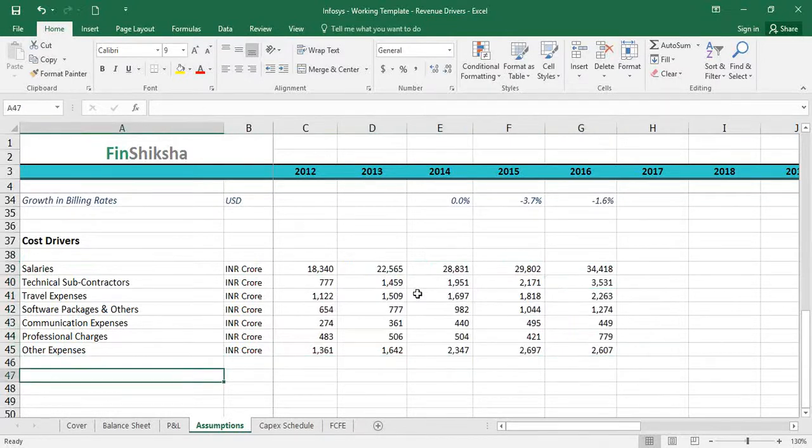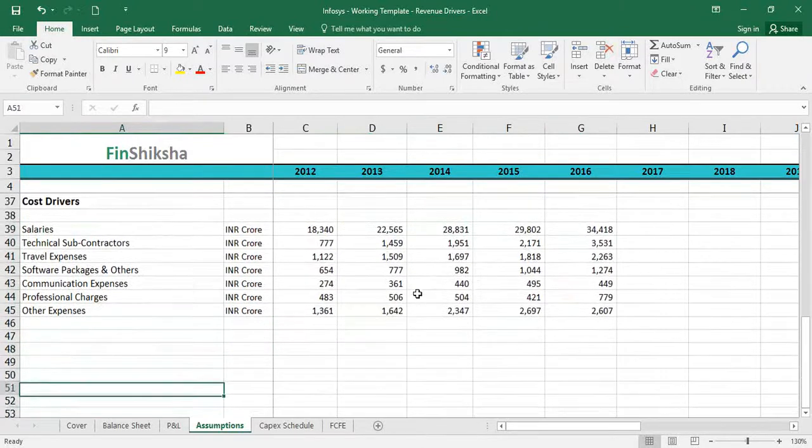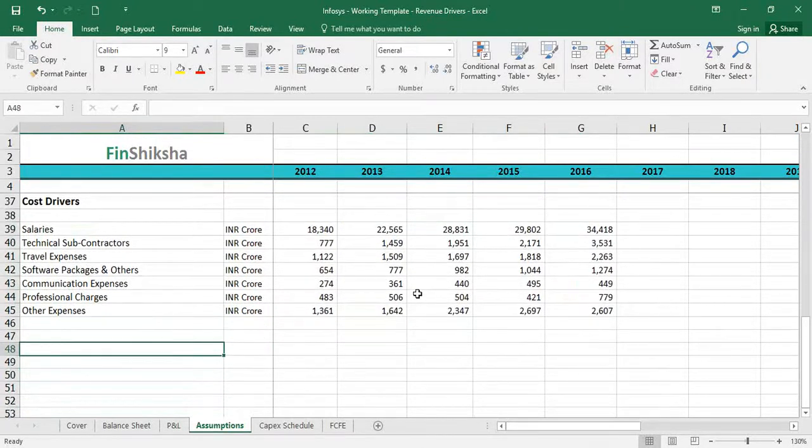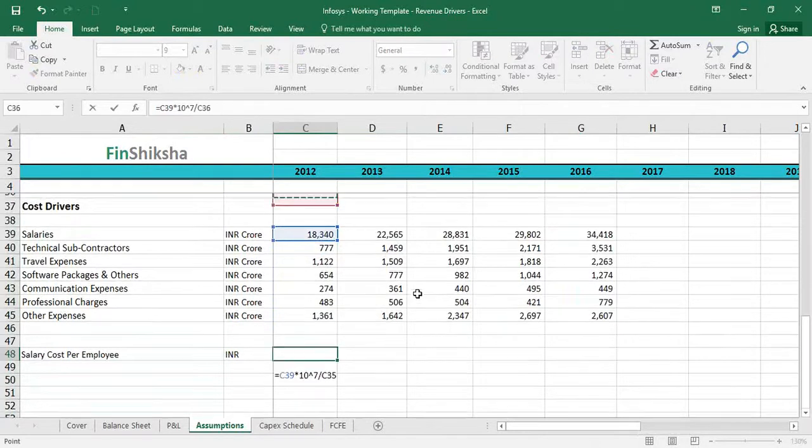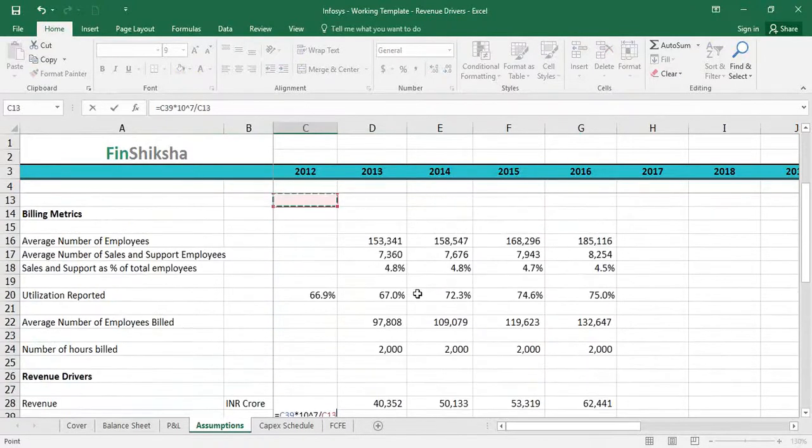Now, what does salary depend on? Salary depends on the number of employees. So let's first do a measurement on salary cost per employee, correct? It should depend on an employee basis. So this is the total salary cost multiplied by 10 raised to power 7 to convert it to rupees, and we divide it by the average number of employees during that year, right?